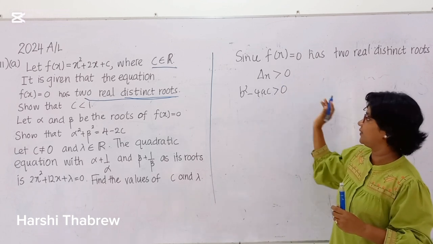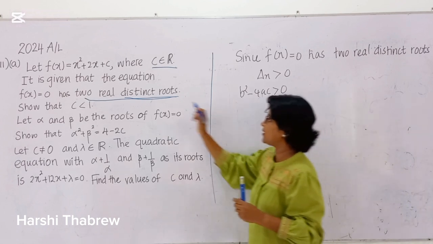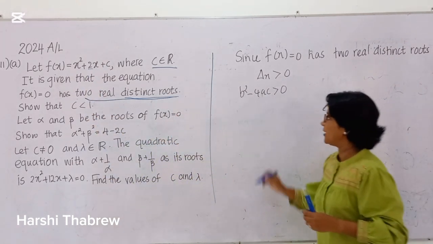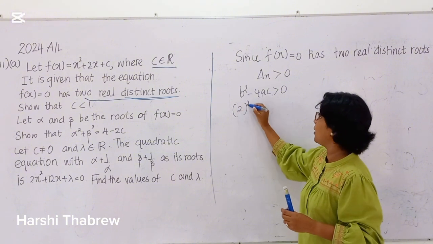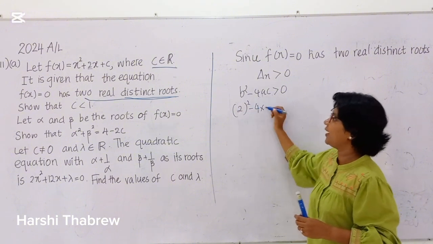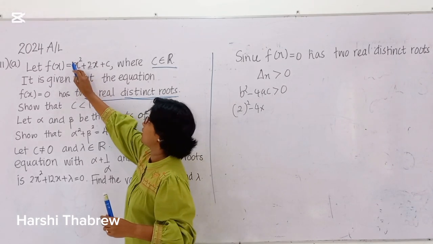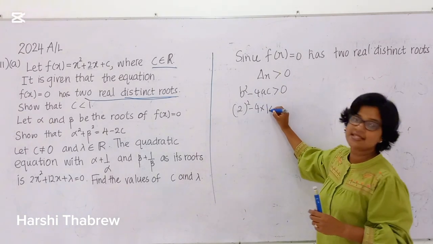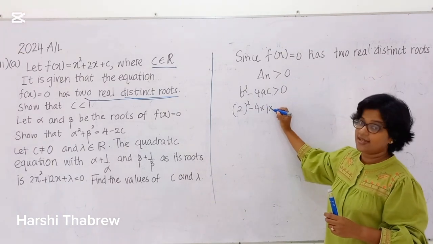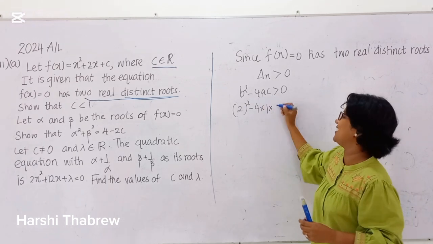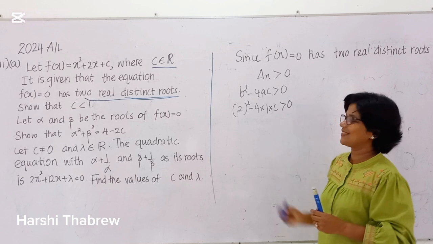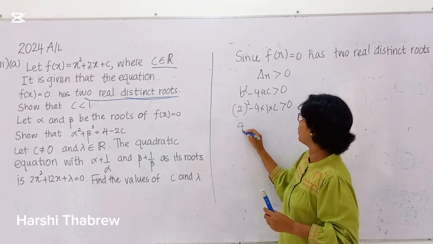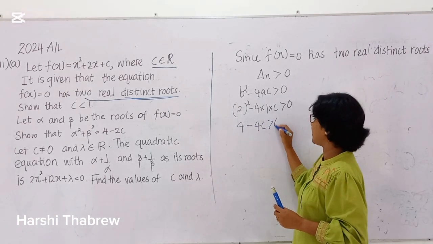Then let's calculate. What is b? b is the coefficient of the second term. So b squared is 2 squared, minus 4 times a, the coefficient of the square term or the first term, which is 1, times c. c is the constant of the quadratic equation given. So this is 4 minus 4c greater than 0.